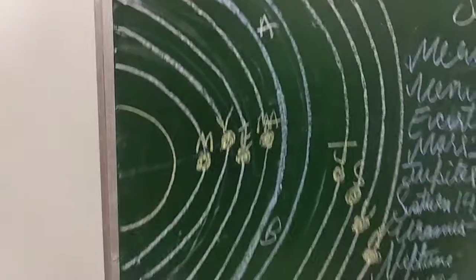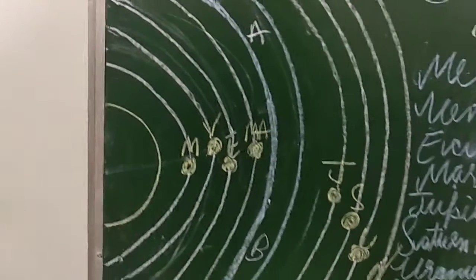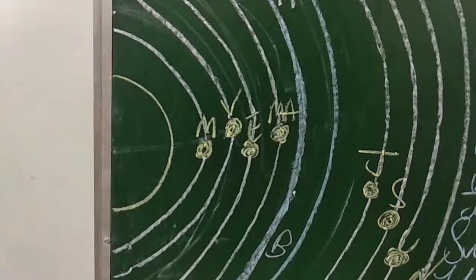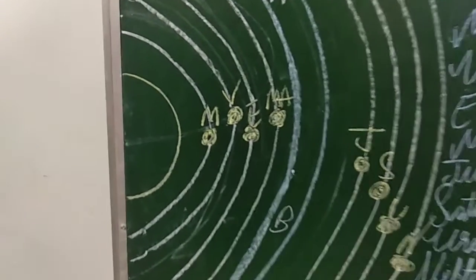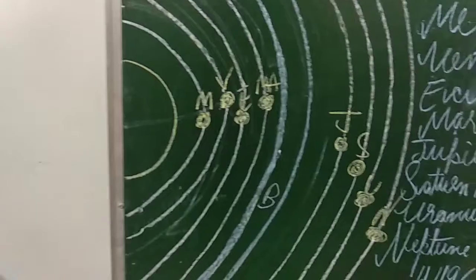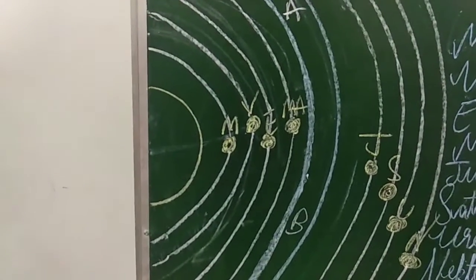Now all these planets, Mercury, Venus, Earth and Mars, till Mars, are known as inner planets. They are very close to the Sun and are made up of rocks.